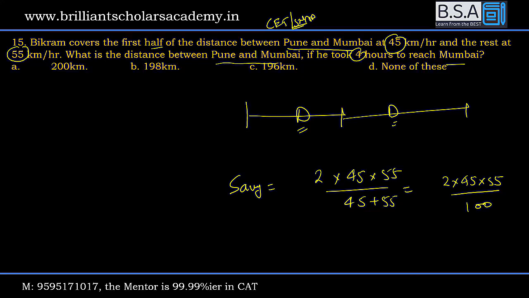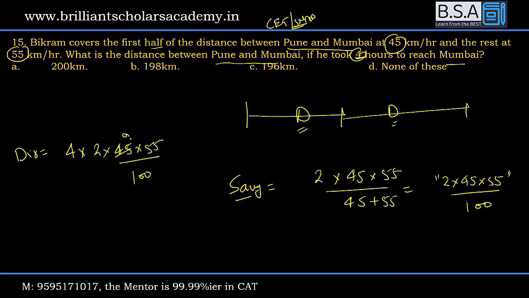Never multiply or divide until the final step. What does it say? The journey took 4 hours. If I know the average speed is this, if I multiply the average speed with the total time, I will have the distance. What is that? 4 hours multiplied by average speed, upon 100.